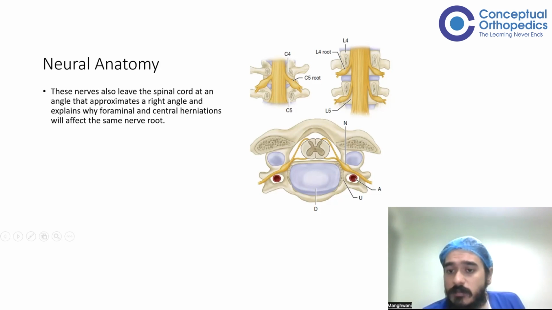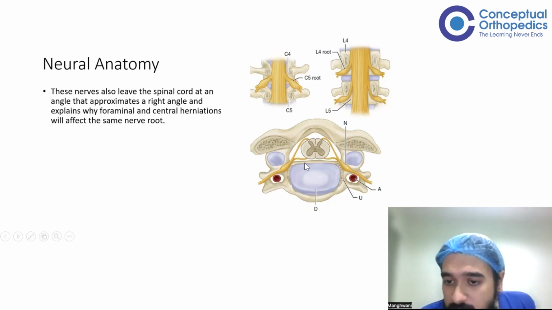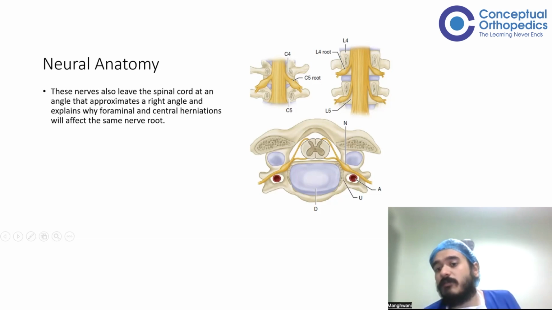So over here you see, this is how the nerve root exits via the foramen. Just below the nerve root in the foramen is the vertebral artery. This is the uncinate process and this is the disc. So a central disc herniation over here is going to compress this nerve root, and the foraminal disc will also compress the same nerve root over here, because in the cervical spine that is the same nerve root that exits.